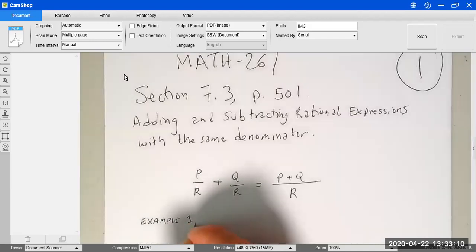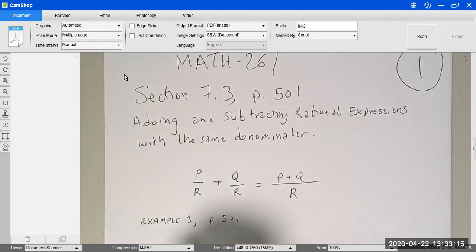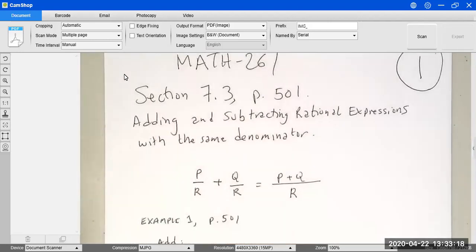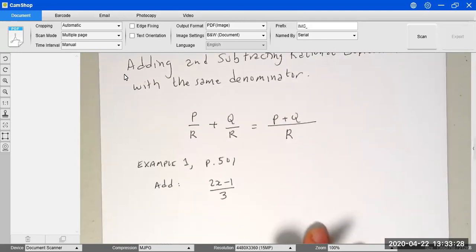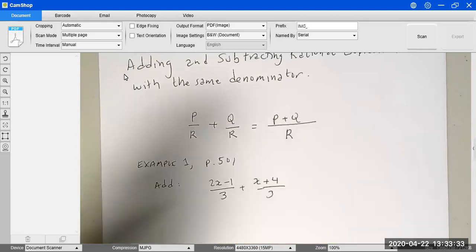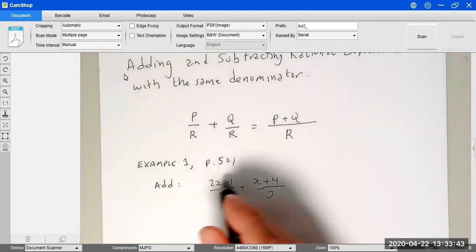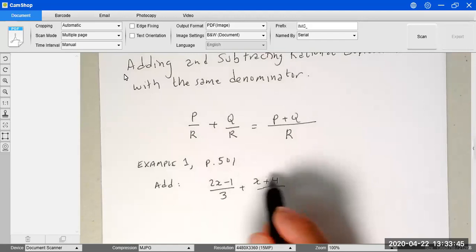Example 1 from page 501. The example is: we're going to add (2x minus 1) over 3 plus (x plus 4) over 3. So that's the problem that we're going to solve. This is my first rational expression. This is my second rational expression.